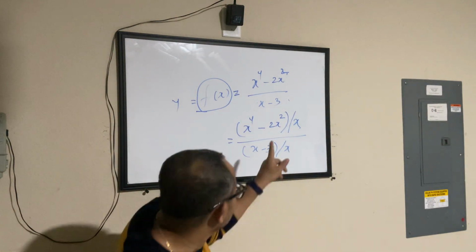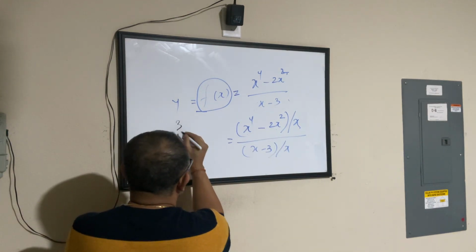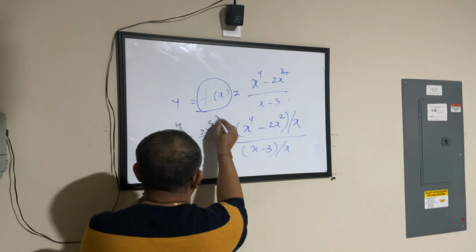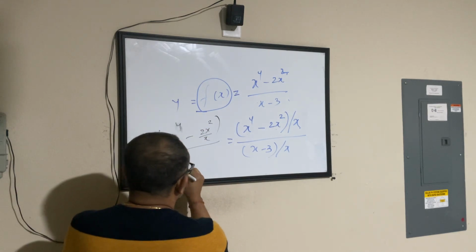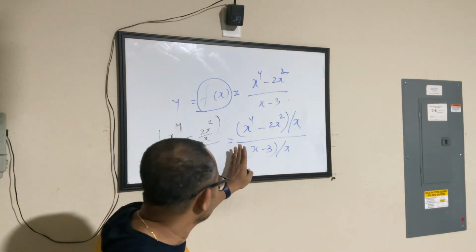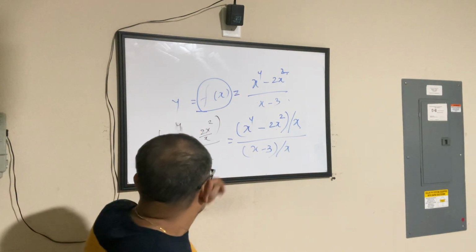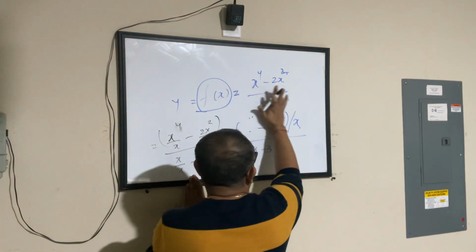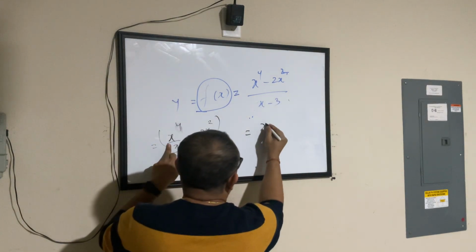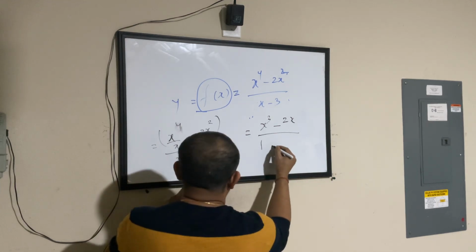Now look at what it becomes. Here you are dividing this by x and you are dividing this by x. So this becomes x to the power 4 by x minus 2x squared by x. This is my numerator, and my denominator is x by x minus 3 by x. So far, nothing cryptic. After doing all this, let me create some real estate on this board now. So here this becomes x to the power 3 minus 2x, divided by x by x becomes 1, minus 3 by x.